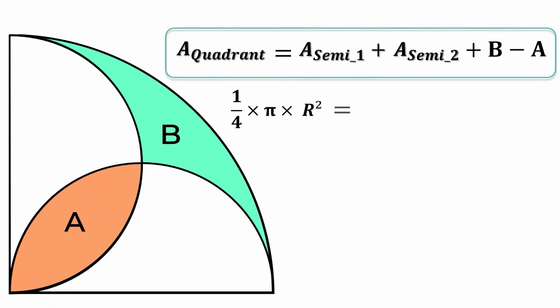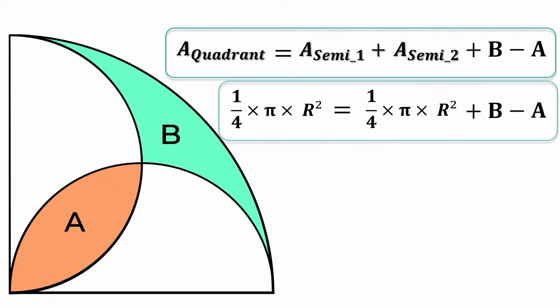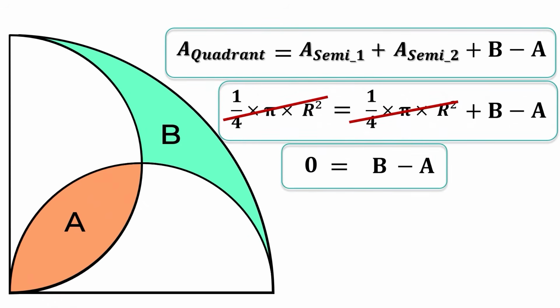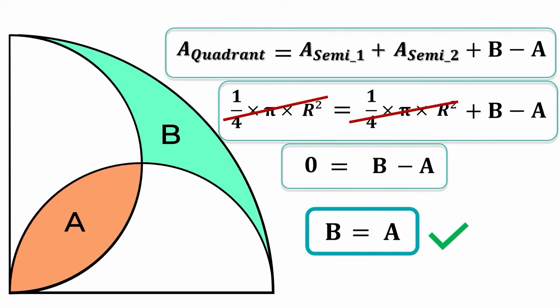Now we plug in the numbers. We know the quadrant and semicircle 1 plus semicircle 2 are both 1/4 pi R squared. So 1/4 pi R squared equals 1/4 pi R squared plus B minus A. Subtract 1/4 pi R squared from both sides, and we are left with 0 equals B minus A. Therefore, A equals B. The puzzle is solved.